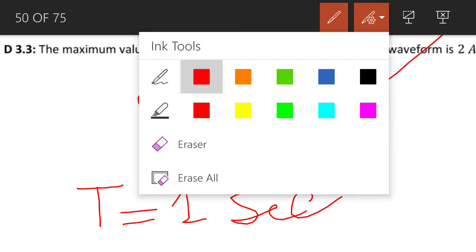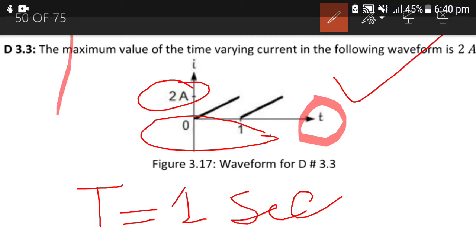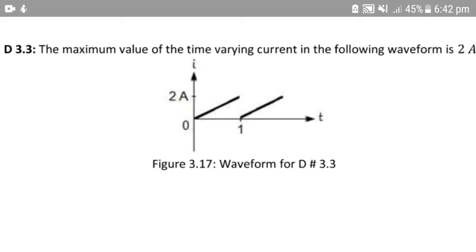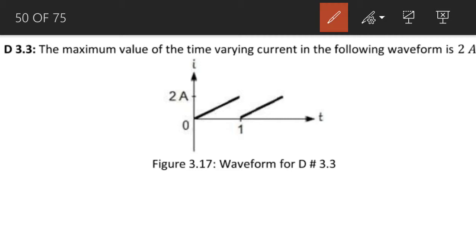We know the time period as the time is along the horizontal axis. The maximum value of the time varying current in the following waveform is 2 ampere, and we are going to calculate the root mean square value and the average value of this time varying current.